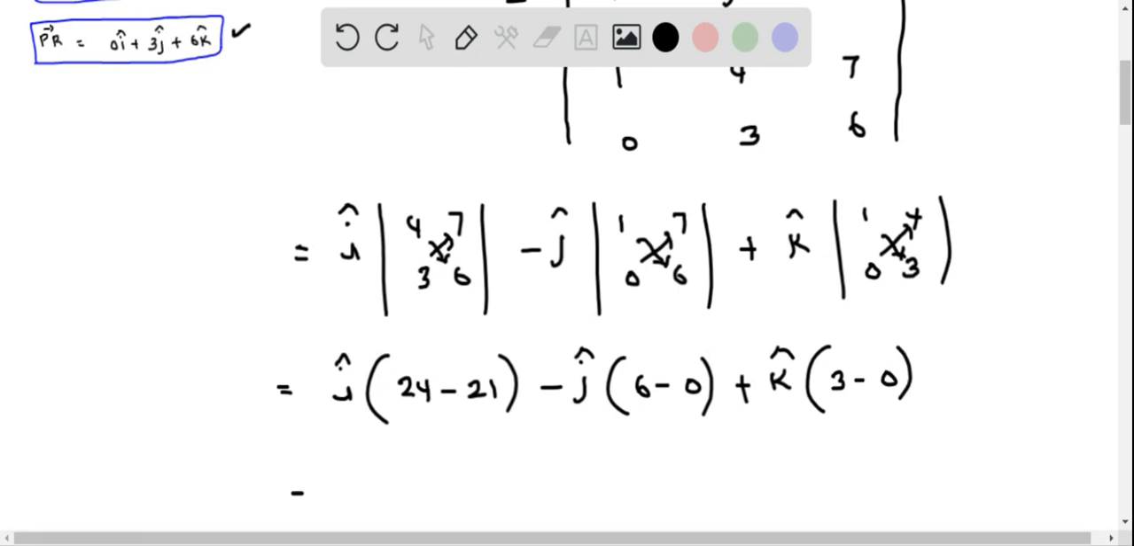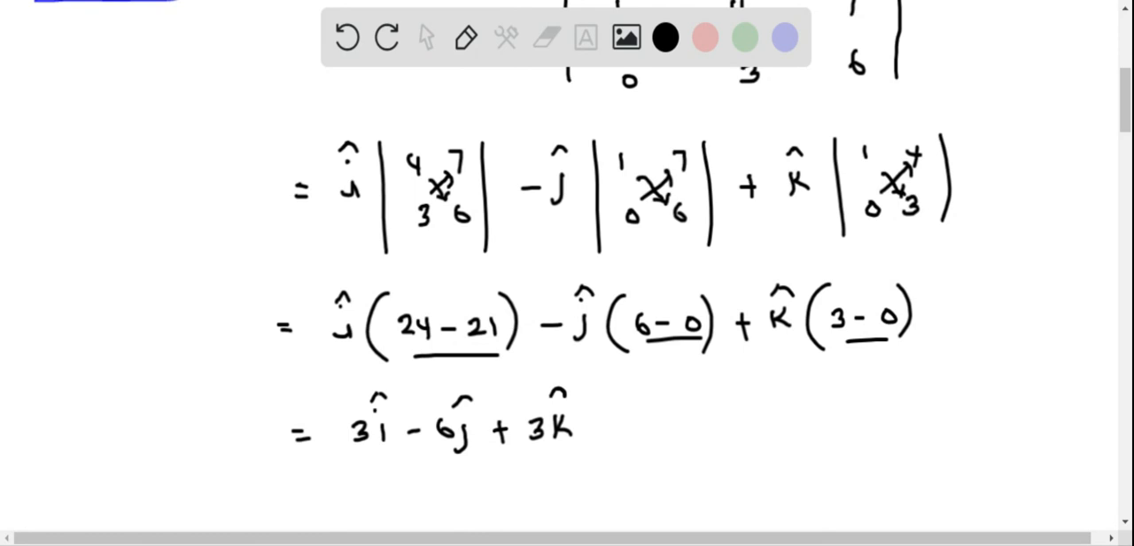Let's simplify this. This is 24 minus 21 is 3. So I write down this as 3i, and this is 6 minus 0 is 6. So we have negative j, so it is negative 6j plus 3 minus 0 is 3, so it is 3k. So this is the cross product of the two vectors PQ and PR vector.